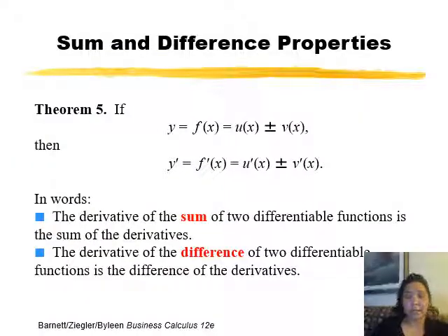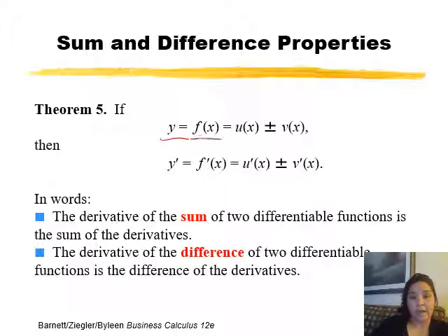All right, so the sum and difference. Sorry, I'm moving around here. Notice if y is equal to f of x, and this is equal to the sum, which is this plus right here, or the difference, which is the minus, of two functions, right? u of x plus or minus v of x. Then the derivative of those two differentiable functions is also the sum of those derivatives. And what does that mean? Well, we're going to look at that in the next example. And it's also equal to the difference, so the sum and the difference of two functions.